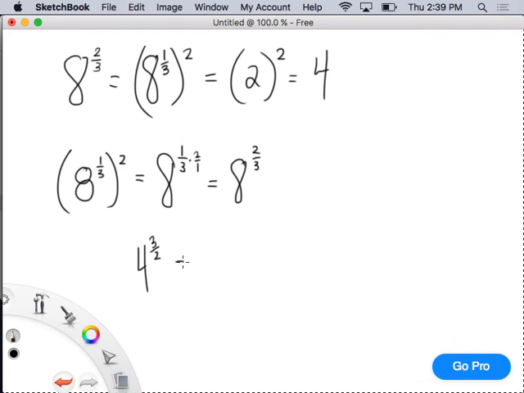Go ahead and do that now. Do that one on your own. 4 to the 3/2. Denominator goes on the inside, numerator goes on the outside.